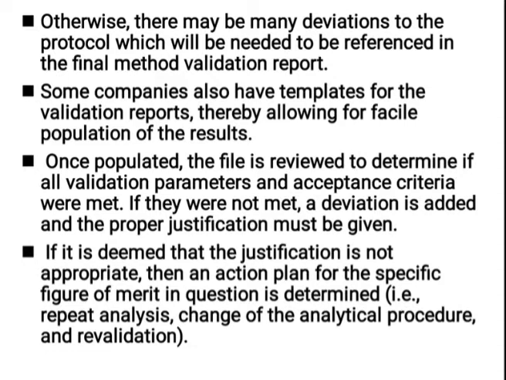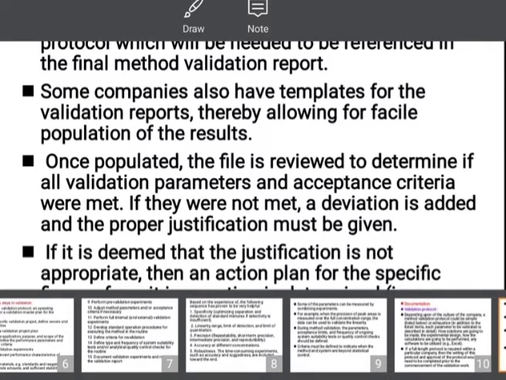Some companies also have templates for the validation reports, thereby allowing the facile population of the results. Once populated, the file is reviewed to determine if all validation parameters and acceptance criteria were met. If they were not met, a deviation is added and the proper justification must be given. So see, initially we have developed one procedure. This procedure is validated by someone initially. Validated means that all the parameters written in the procedure are checked and found okay. If okay, then this procedure can be sent for approval.